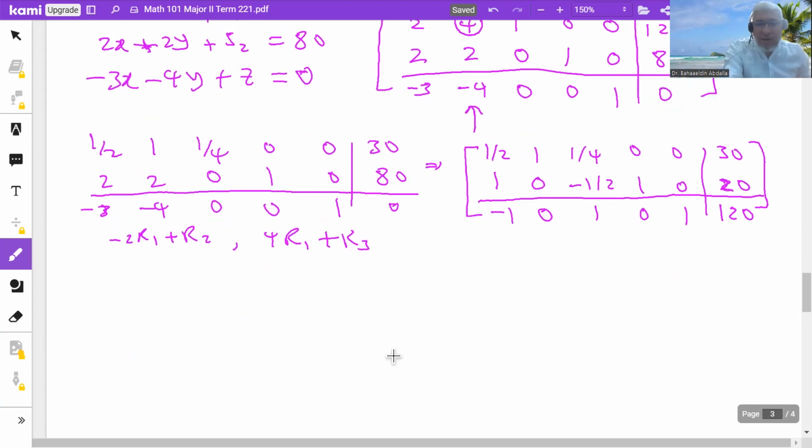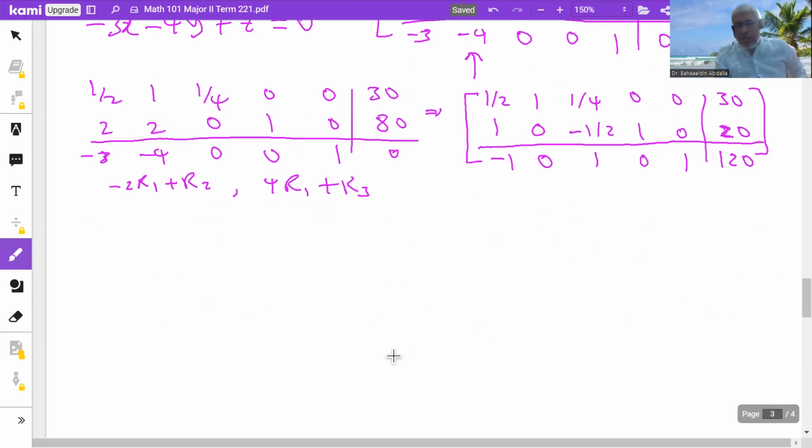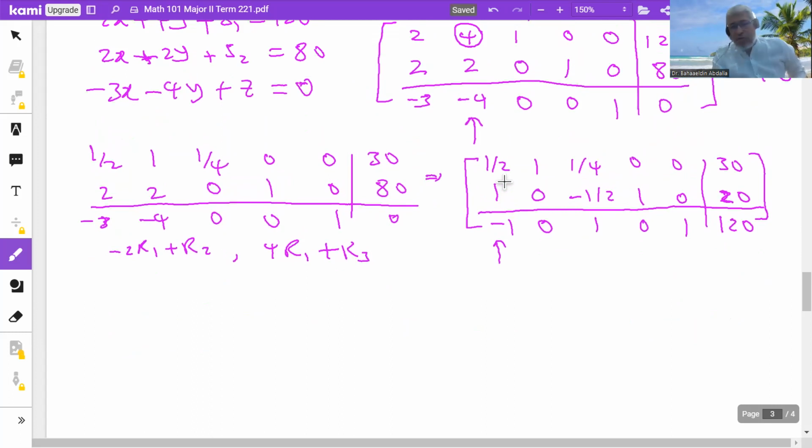Now, is this a final tableau? The answer is no, because there is a negative 1 here. So this is still a pivot column. To determine where the pivot element is, is it half or 1? I divide 30 by half. When I divide 30 by half, I get 60.